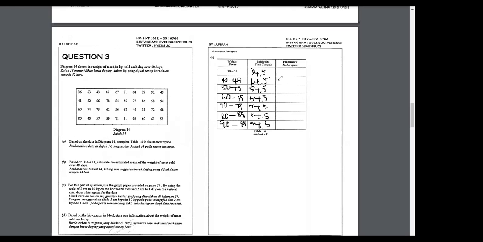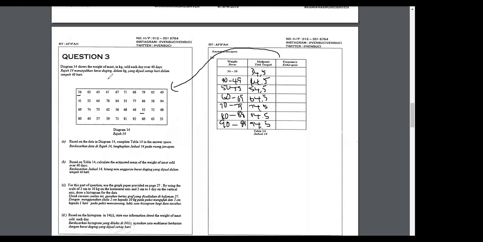And then now we look at the frequency. Frequency is also the same. We just count. We just look at the diagram full of numbers, and you just count how many are there. They give you the range, so you see 30 to 39, and you count the number of values from 30 to 39. You just have to look and count carefully.